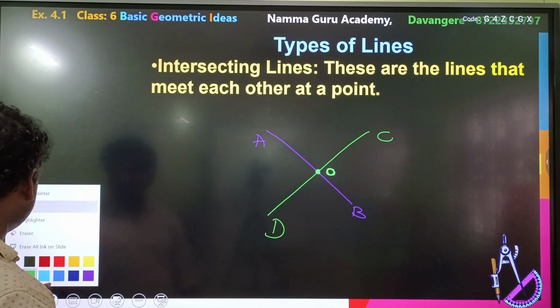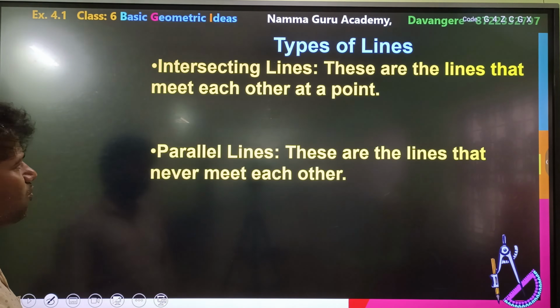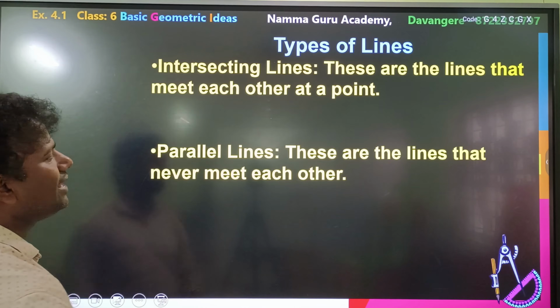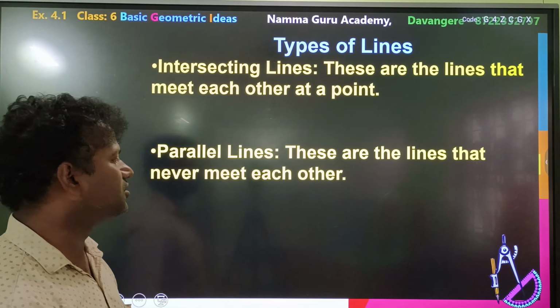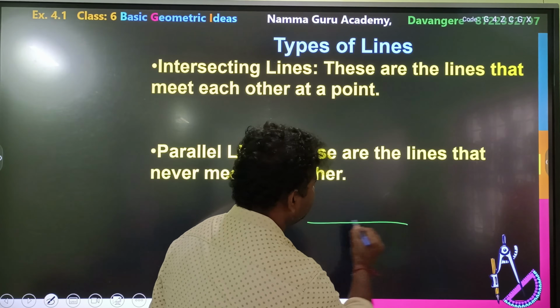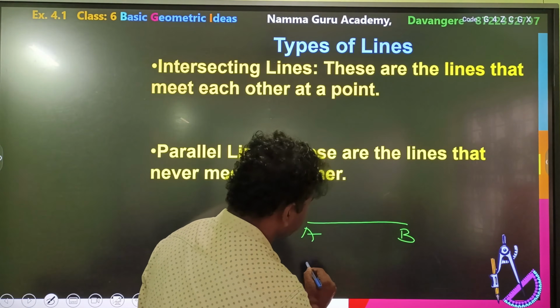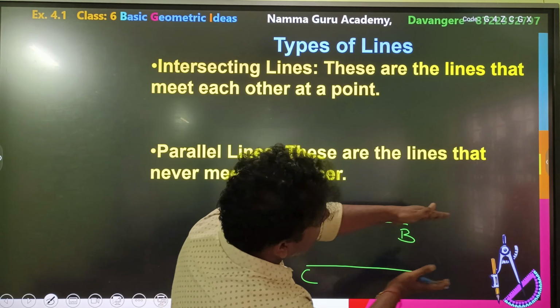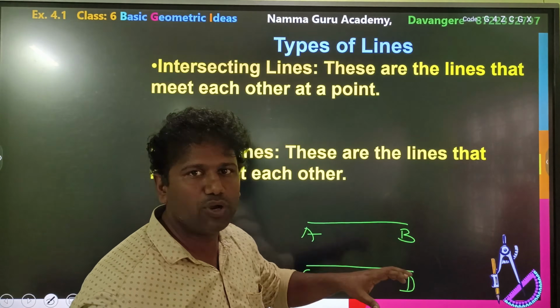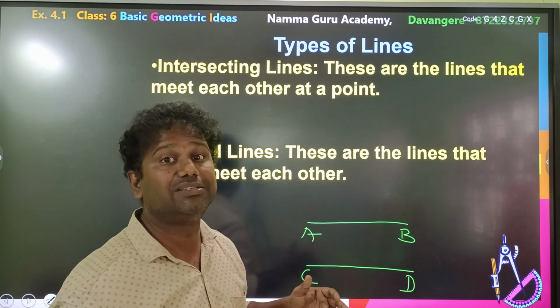Then, if these two lines do not meet each other, what are they called? They are called parallel lines. These are the lines which never meet each other. For example, the same AB and CD, if you extend in both the directions, they are not going to meet. Such lines are called parallel lines.